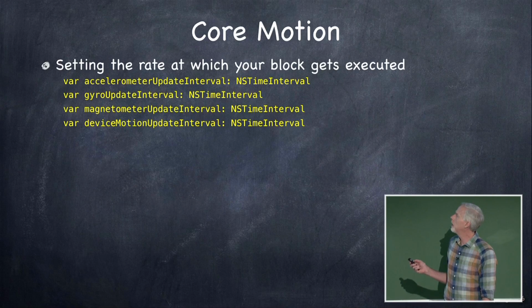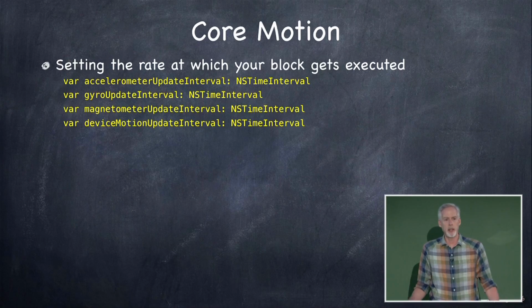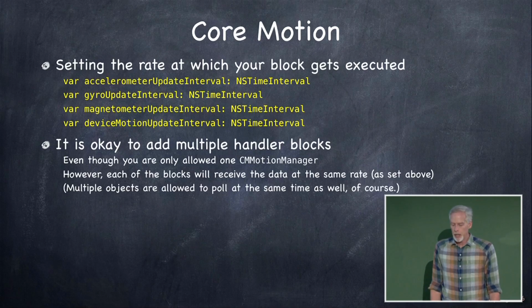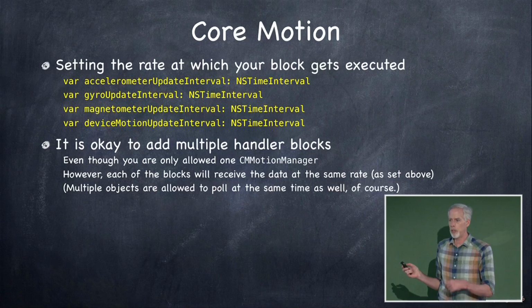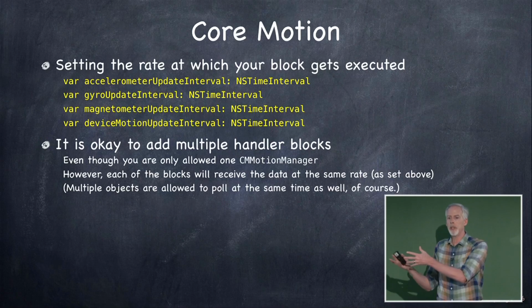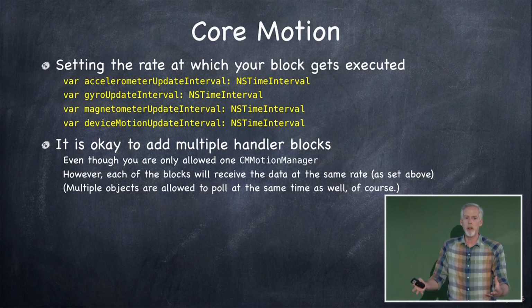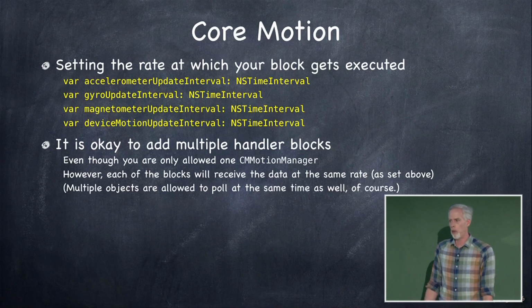All right, so how often you get these closures called is set with these vars in Motion Manager. The update interval is just the number of seconds between calls, so like 0.25 would be 4 times a second. It is okay to have multiple closures registered. You can say start accelerometer updates with handler and then call it again with another handler. But understand they're all going to be called at the same interval because there's only this one Motion Manager that you're going to create for your whole app.